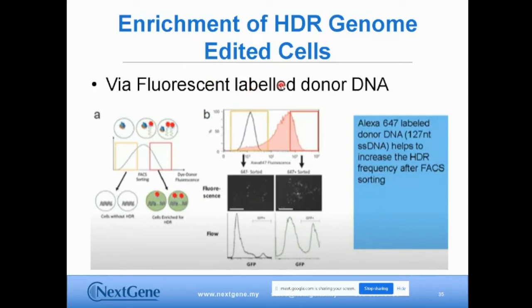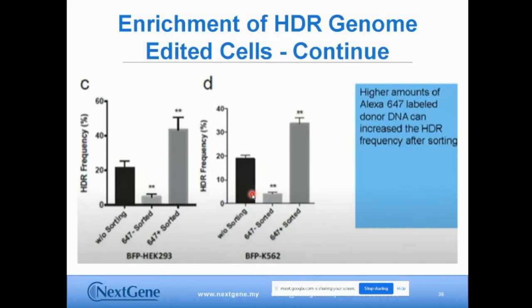We label the donor DNA, either a plasmid or ssODN, with, in this particular case, Alexa 647. Then we use flow cytometry cell sorting to sort for cells with this particular dye. It helps to enrich genome-edited cells, and it shows that it can increase the enrichment of this particular cell. Higher amounts of Alexa 647 labeled donor DNA can increase the HDR frequency after sorting.